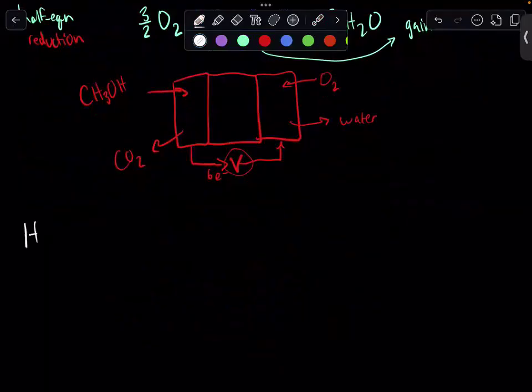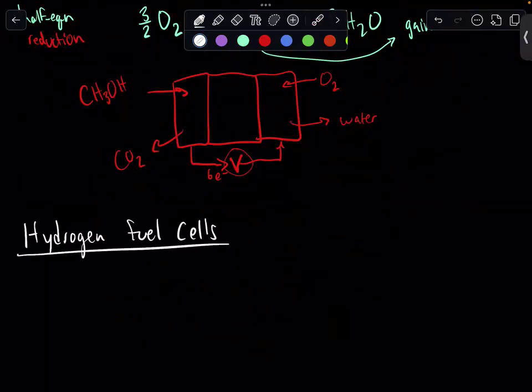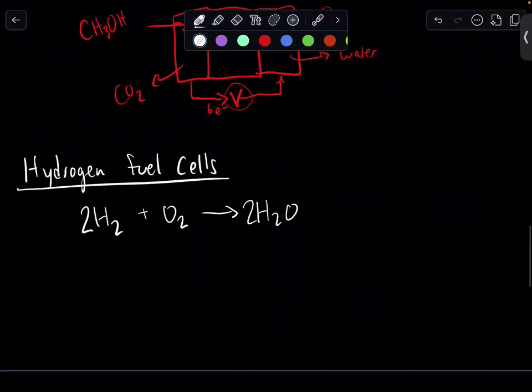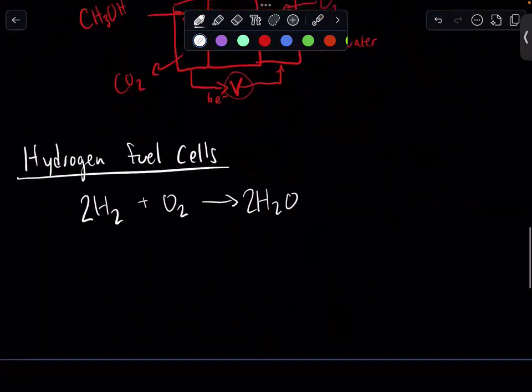So that is methanol. With hydrogen fuel cells, it's a very similar thing. In a hydrogen fuel cell, we divide our reaction of hydrogen gas plus oxygen gas reacts to form H2O, water. That reaction is a very common way to create water molecules. And we divide it into, once again, our 2 half equations.